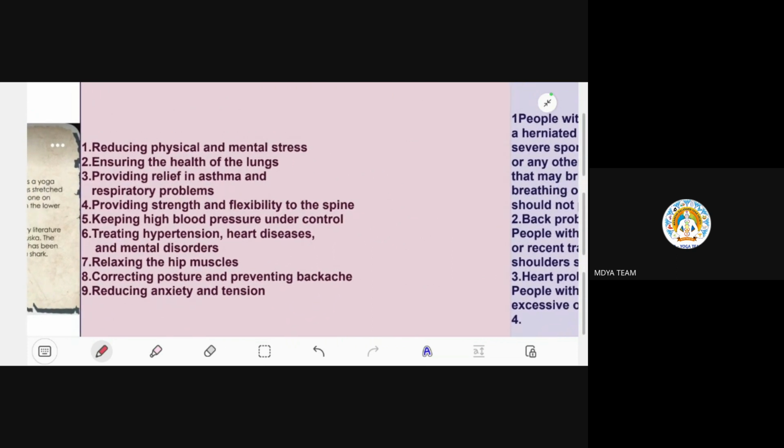It reduces physical and mental stress, ensuring the health of the lungs, which makes you float in the water, to become like a water body, like a shark, a fish, or a crocodile. One would definitely float only when the Manipura chakra and the lung area, the heart chakra, are properly open. The one who could do the plavani gets relief from asthma and respiratory problems, strength and flexibility in the spine, and keeps high blood pressure under control.